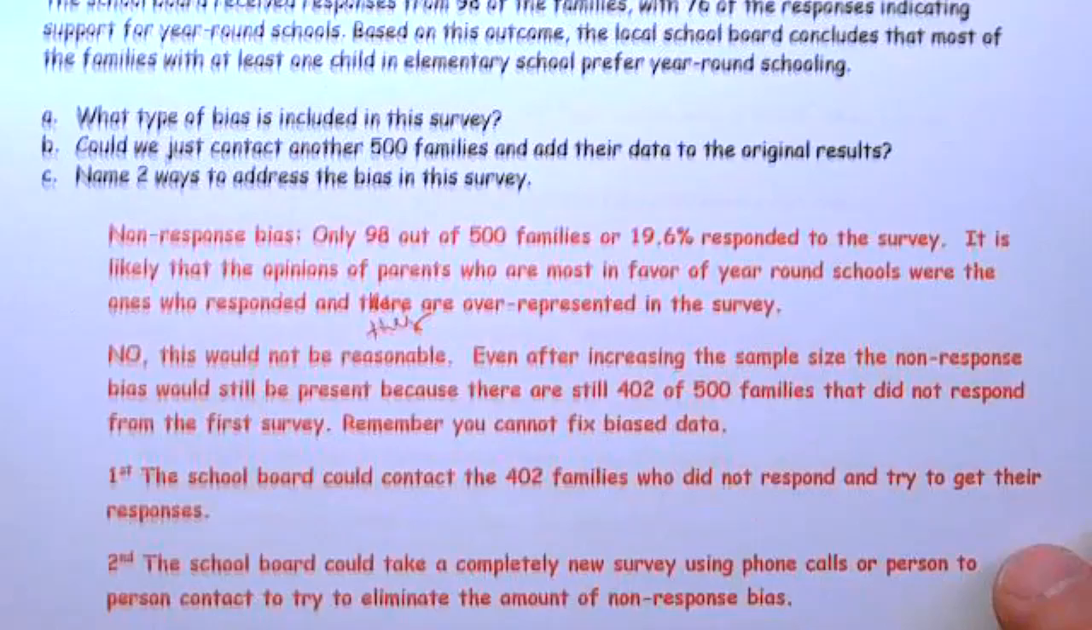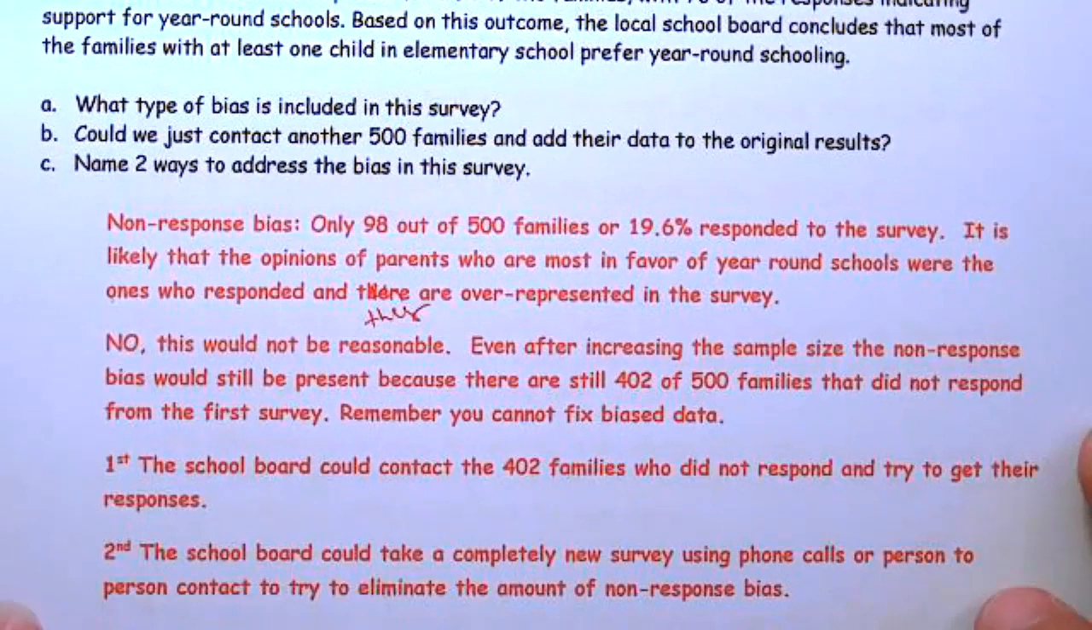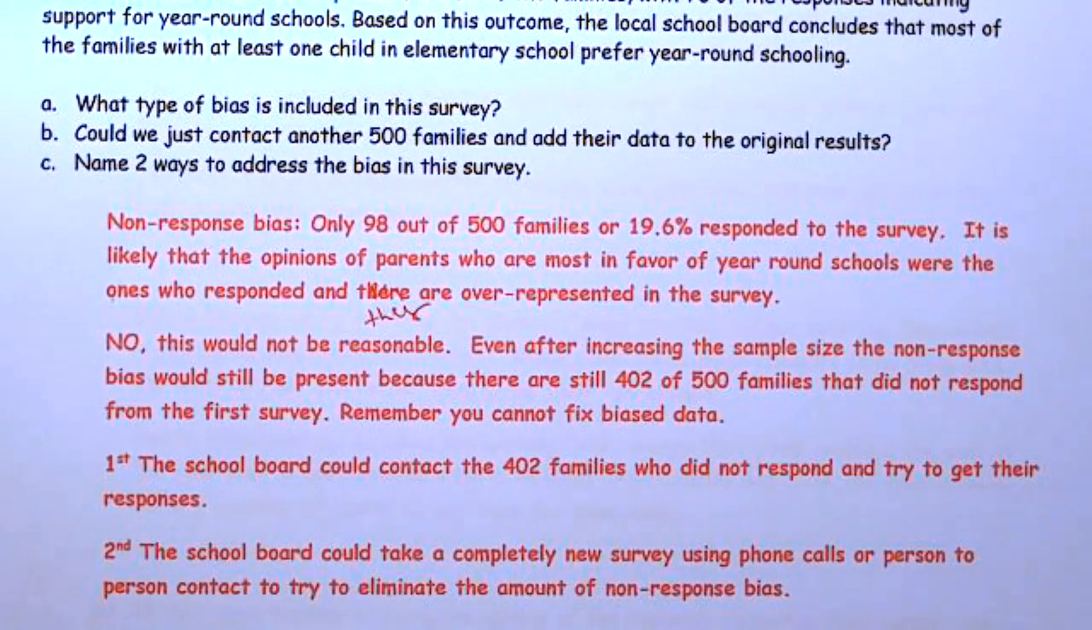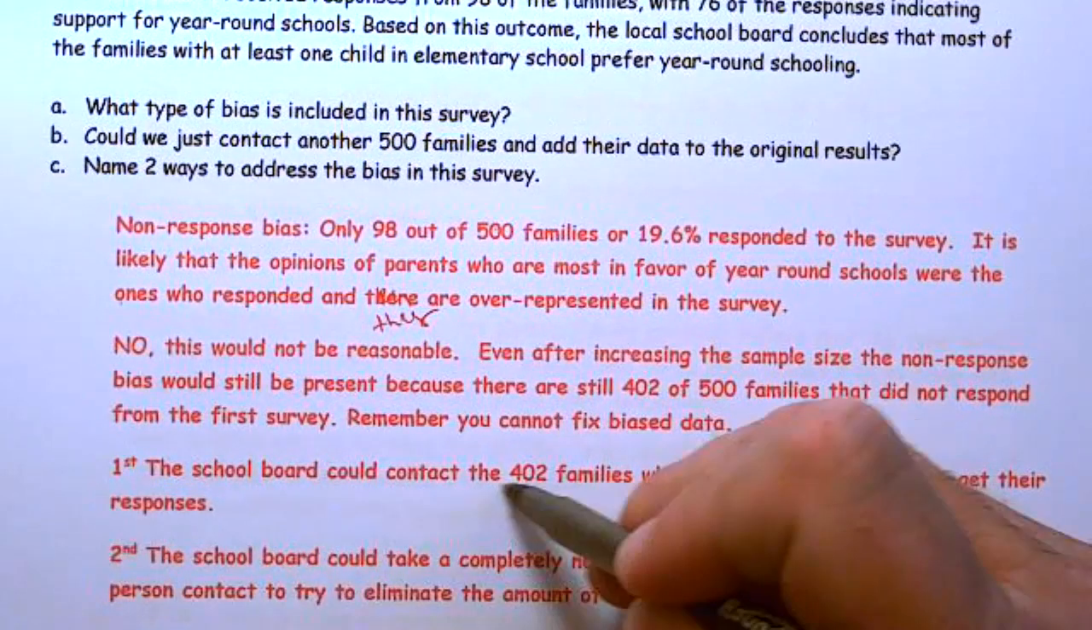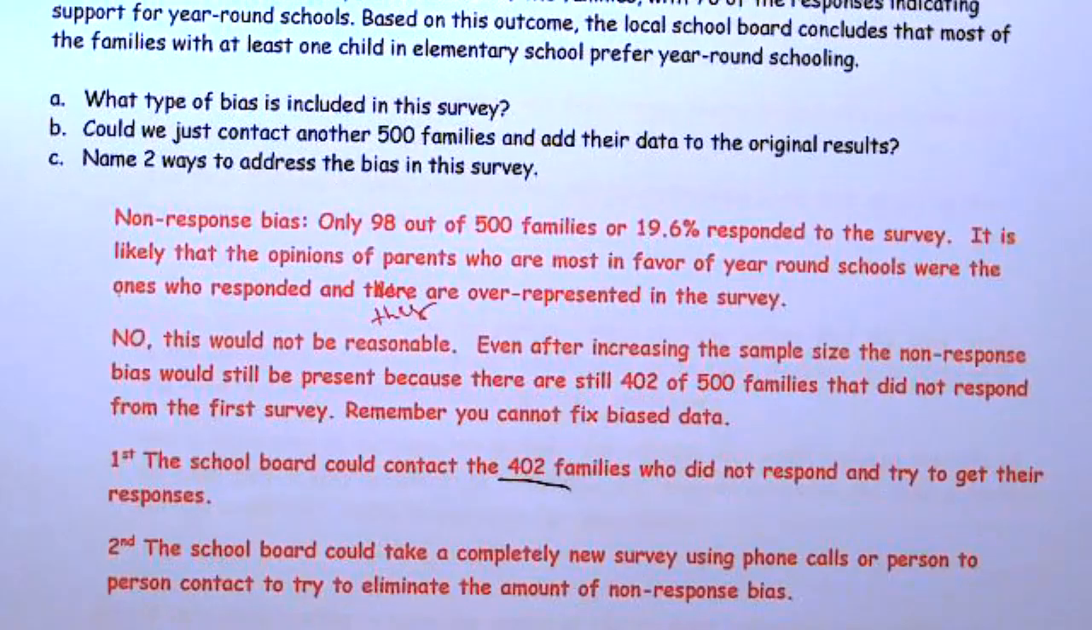First, the school board could say, well, we randomly selected 500. We can go back and contact those 402 by phone or knocking on the doors and try to get their responses. And if we got their responses, because that was from the original sample, that would fix the problem. We no longer have non-response bias because we contacted them. Or secondly, the school board could take a completely new survey using phone calls or person-to-person contact.